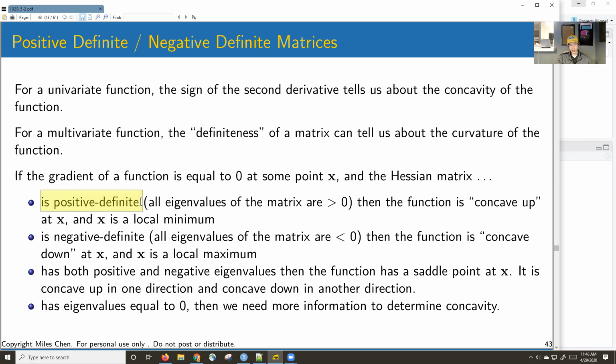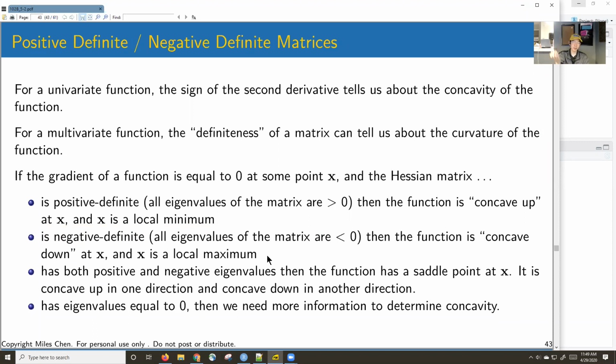positive definite. If you remember what it means to be a positive definite matrix, it means any vector times the matrix times the vector will be positive for all values. Or another way is all eigenvalues of the matrix are greater than 0. If you have a positive definite matrix, then the function is going to be concave up, and x is going to be a local minimum. If you have a negative definite matrix, then the function is going to be concave down, and you've got a local maximum.